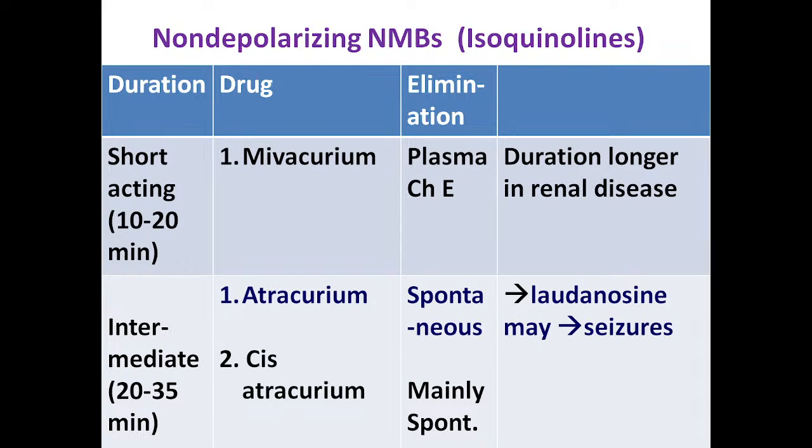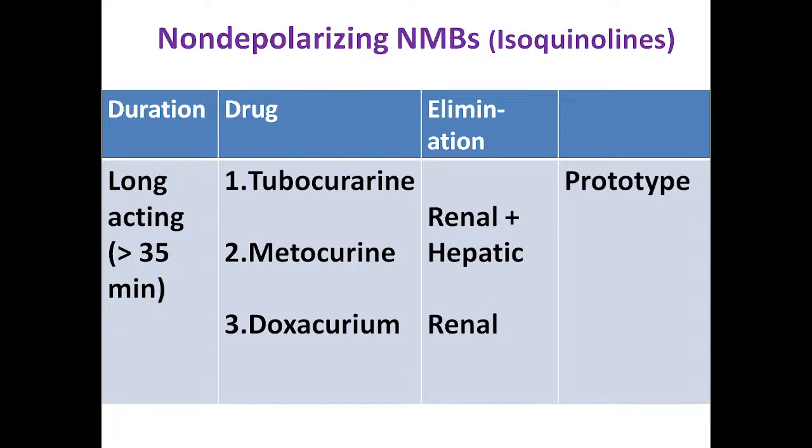Then we have a long acting isoquinoline blocker, and in fact the prototype, what was the prototype neuromuscular blocker? Tubocurarine, that itself is long acting. And then we have metocurine, but as we'll see, they have a lot of adverse effects, so we hardly use them. Okay, and then there is another long acting one, that is doxacurium.